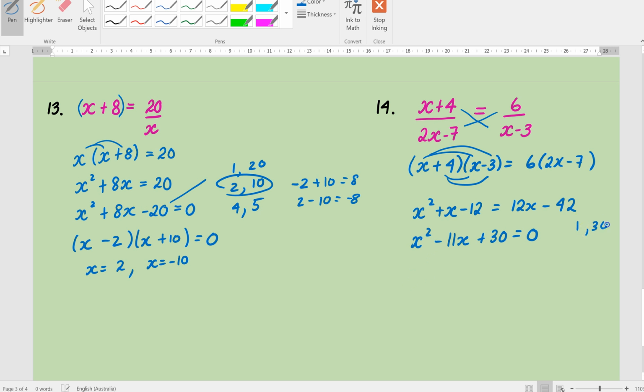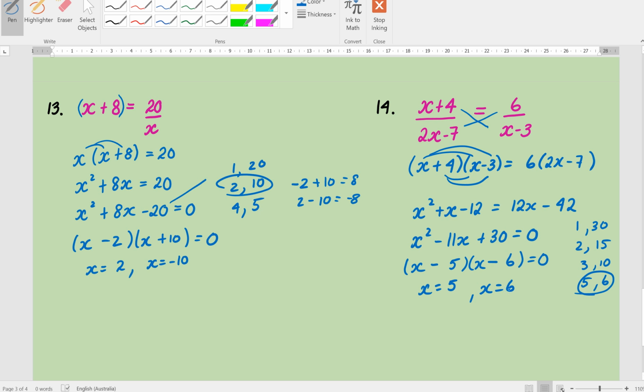1 goes into 30 times, 2 times 15, 3 and 10. Does 4? No. Does 5? Yep. 6 times 6 is there, and there's our winner. Now, what are the signs? This time when you times them together, you want it to be plus 30. You can't have them both plus, because when you add them together you want minus 11, not positive 11. So that's a sign to you that they both must be minus. And finish off: x equals 5, x equals 6.